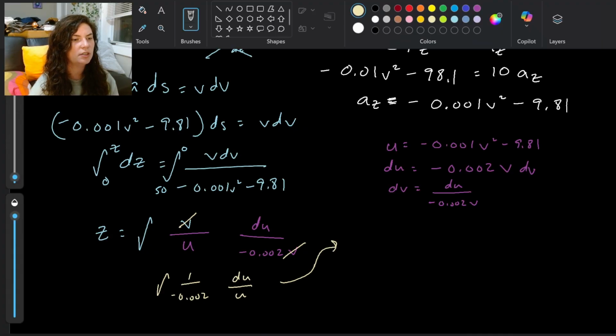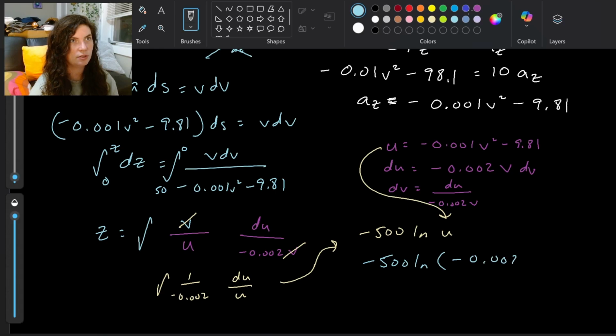1 over negative 0.002, that is negative 500 ln of u. Then I'm going to substitute this u back in and evaluate my integral at its original limits. So that's going to be negative 500 natural log of negative 0.001 v squared minus 9.81, evaluated from 50 to 0.